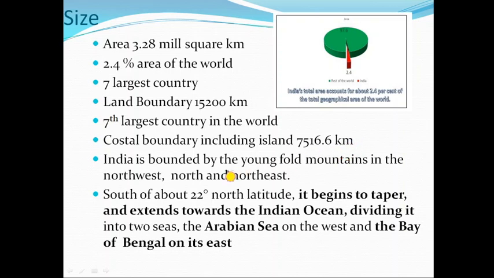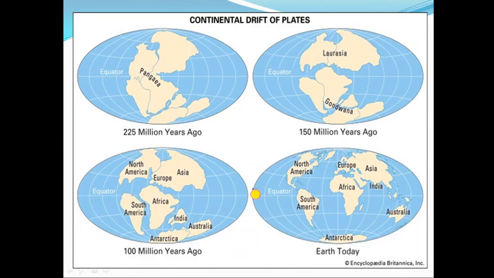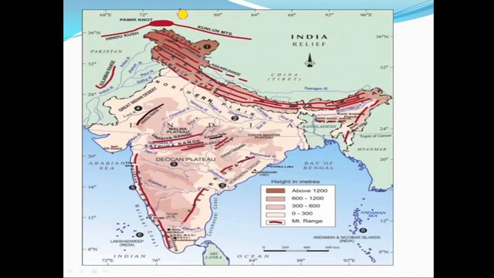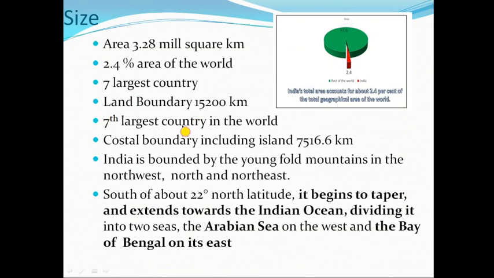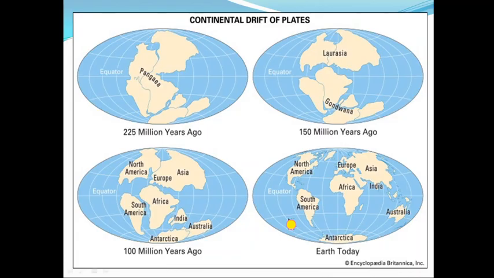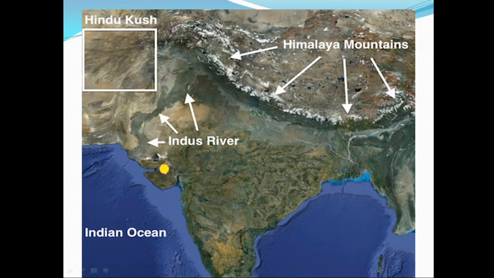India is bounded by the Young Fold Mountains in the northwest, north, and northeast. Let's see. These are the various mountain chains, as you can see here: Trans Himalaya, Great Himalaya, Middle Himalaya, and Outer Himalaya. South of about 22° north latitude, it begins to taper, as you can see here. It becomes narrow and divides the Indian Ocean into two branches, that is the Bay of Bengal branch and the Arabian Sea branch.